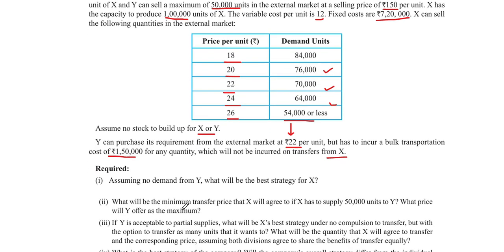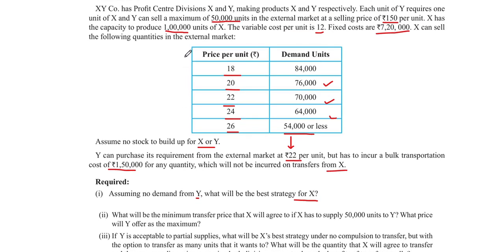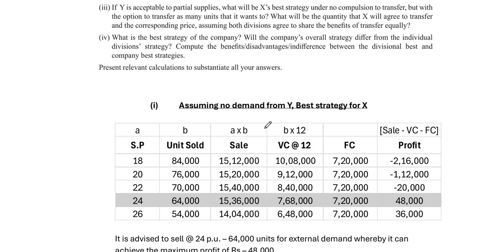Now, what are the requirements? Our first requirement is, assuming no demand from Y, what will be the best strategy for X? So X only sells in the external market because Y has no demand. We check at which price profit is maximum. In the question, the external sales details are already given.